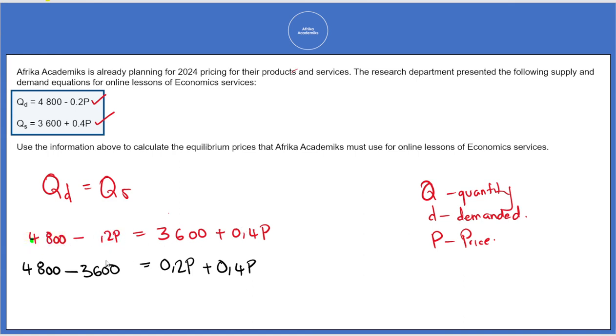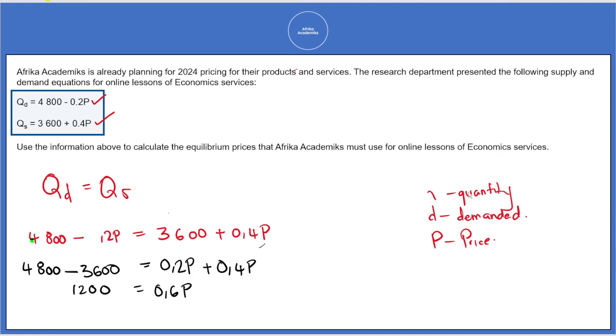That's just a part of it. So 4,800 minus 3,600, that gives us 1,200, and then 0.2p plus 0.4p, that will give us 0.6p. So the next thing that we will do here is we will isolate the p. So we isolate the p by dividing both sides by 0.6.